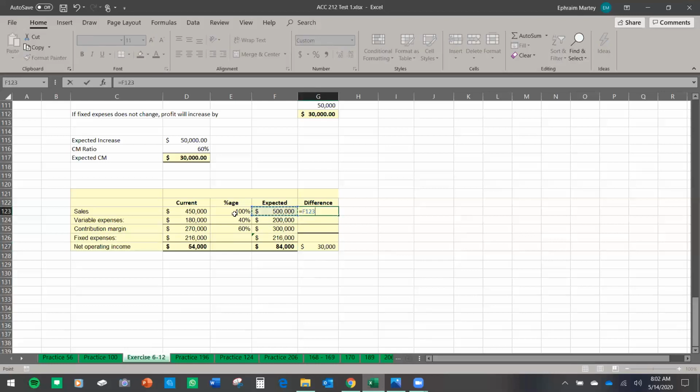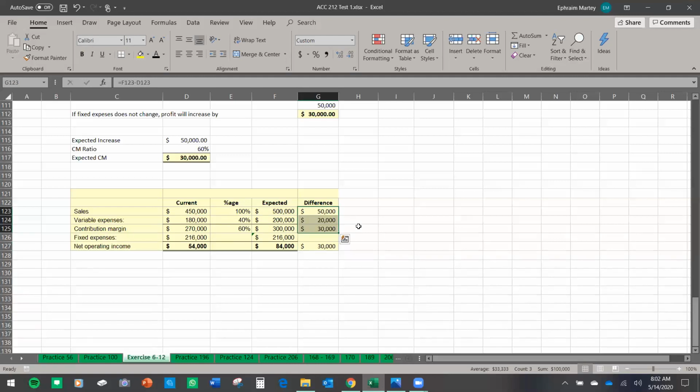You can also do the difference here if you want, 50,000. And then we drag it all the way down. And the contribution margin is 30,000. So the increase, because nothing happened to fixed or variable expense, is the same 60%. And because nothing happened to fixed expenses, the increase in contribution margin will be the same increase in net operating income. Great, makes sense? Good. Let's move on to the next one.